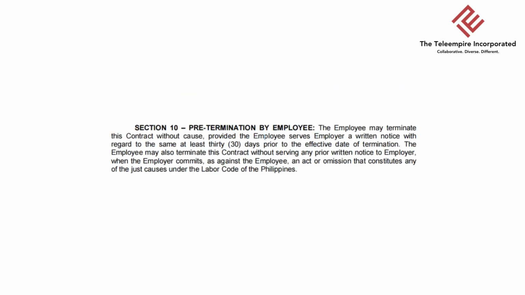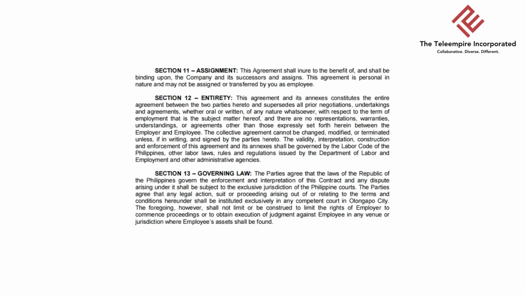In section number 10, the employee also has the right to terminate their contract. The employee simply needs to send a written notice to their manager 30 days prior to the effective date of the termination. In sections 11 to 13, this is served to strengthen the validity of the contract provisions.